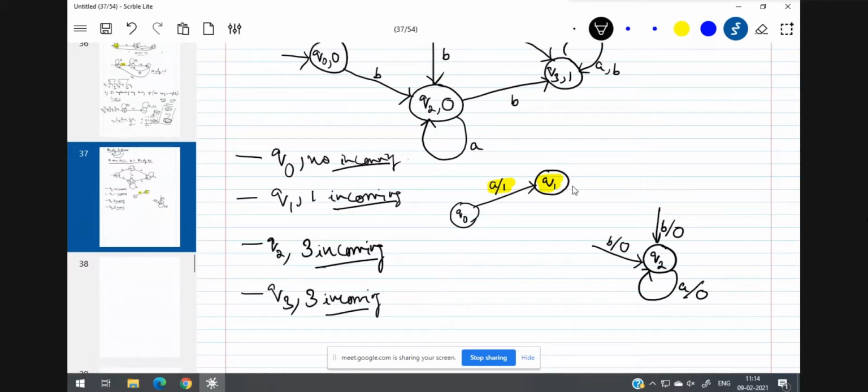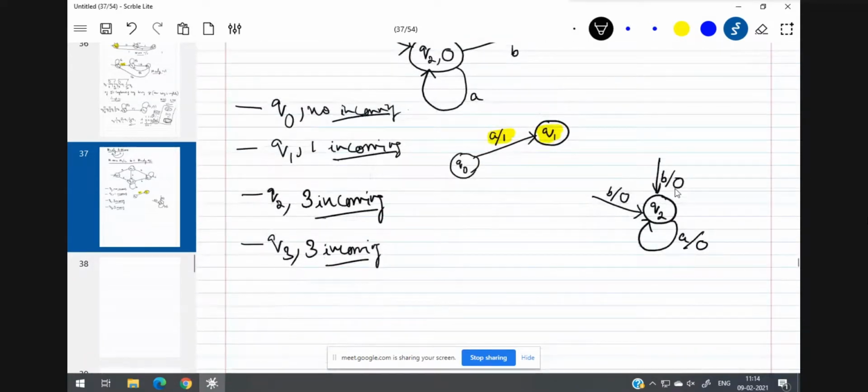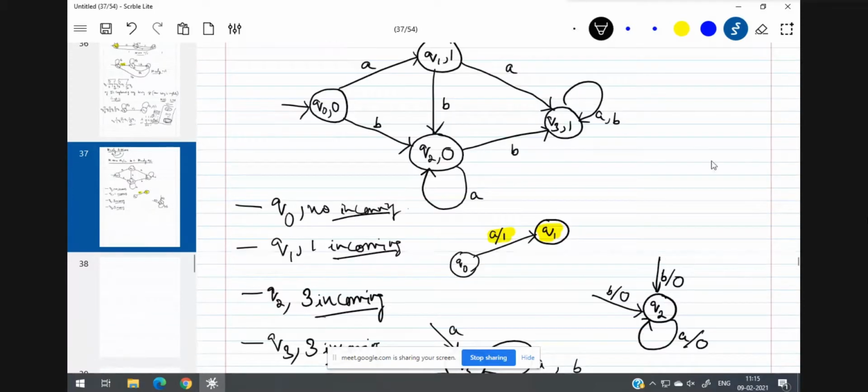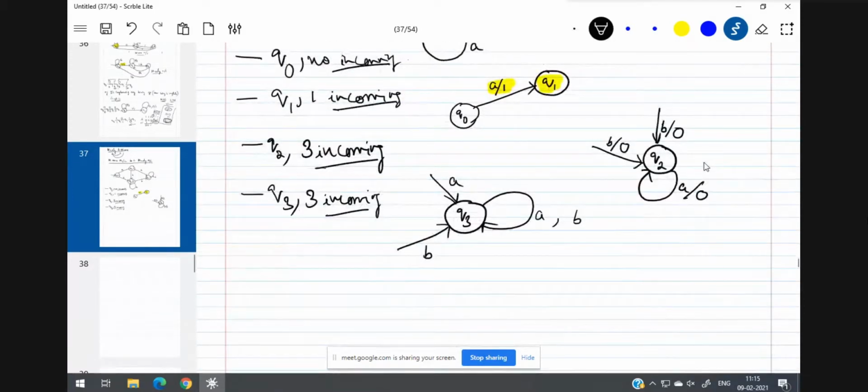Okay, now this one is for Q3. So for Q3, I'm going to remove the associated output from Q3. Now this one is B, this one is A. Then what about the self loop? The self loop A, B. And the output associated with this Q3 is 1. Hence, let me modify this incoming arc like this. So every state I have scanned and modified it.